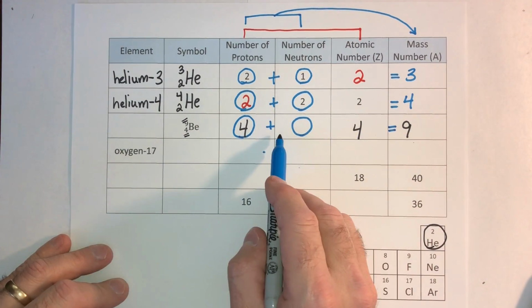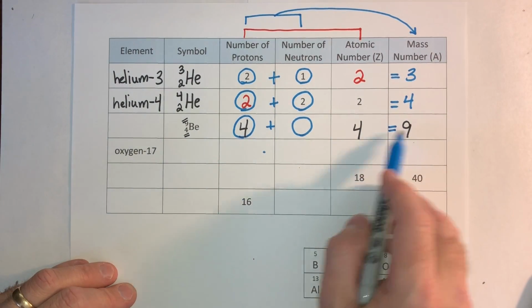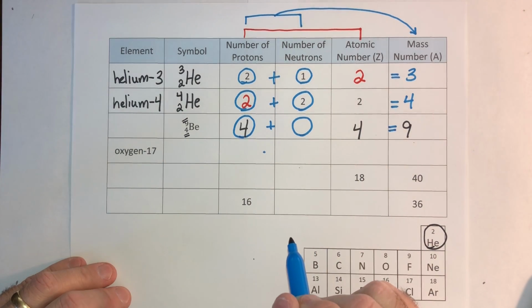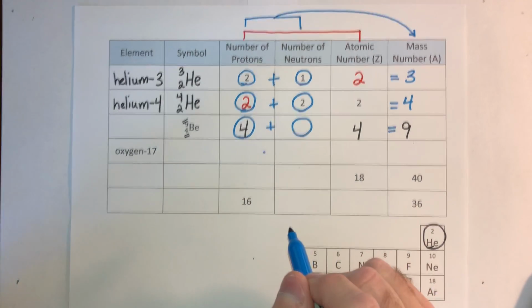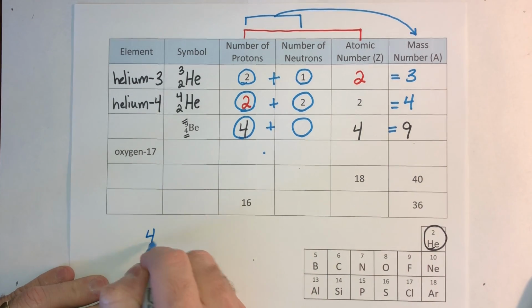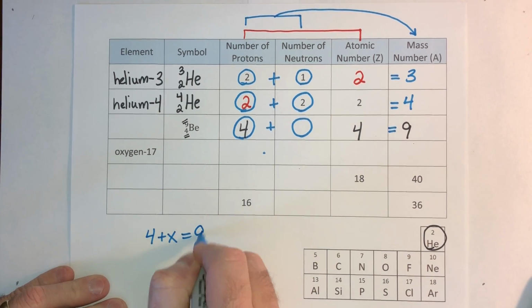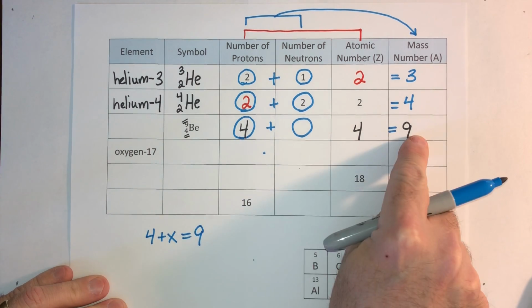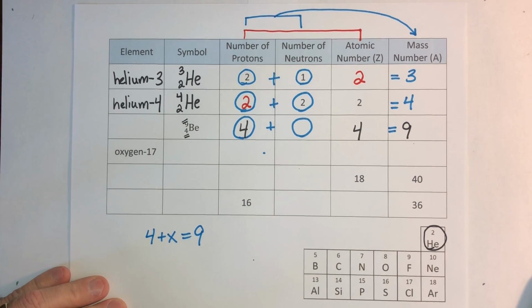This one, though, is a little different, right? I'm not asking for the sum, I'm asking for the missing piece. So this is really more of a subtraction, right? Think of it in terms of math. If I had 4 plus x equals 9, right? 4 plus an unknown is 9. Let's call it x. If you want to move 4 to the other side, you'd subtract 4 off both.